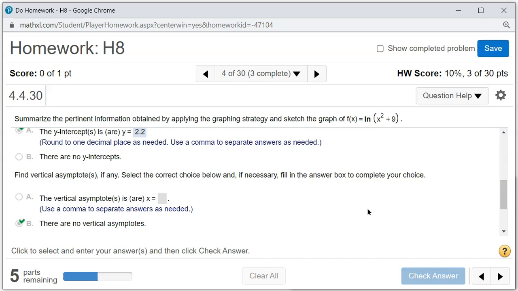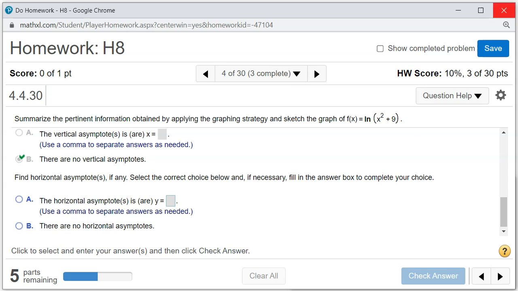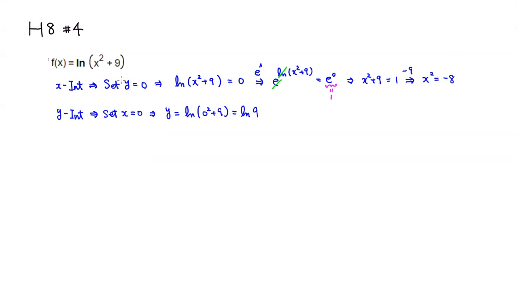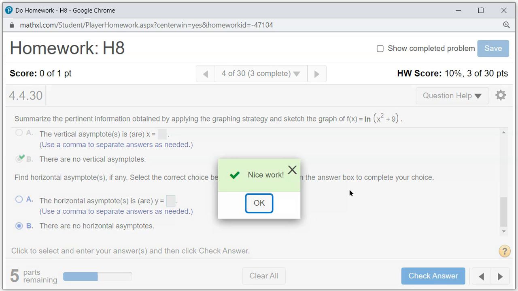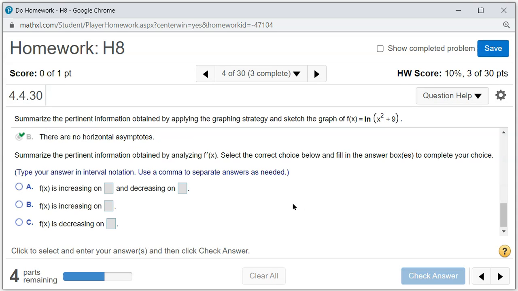And here, horizontal asymptote. If you take the limit as x approaches infinity, it's going to go to infinity anyway, so we're not going to have any horizontal asymptotes either, because we have to get a finite value. So there are no horizontal asymptotes. We got that.